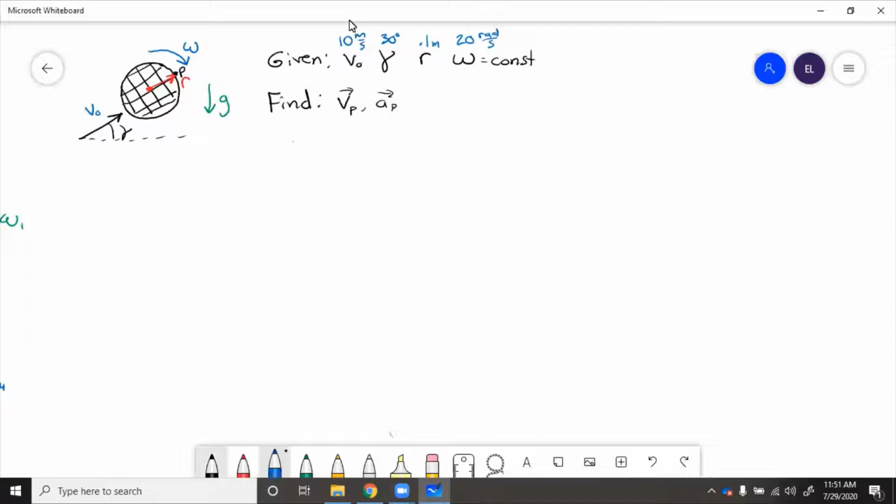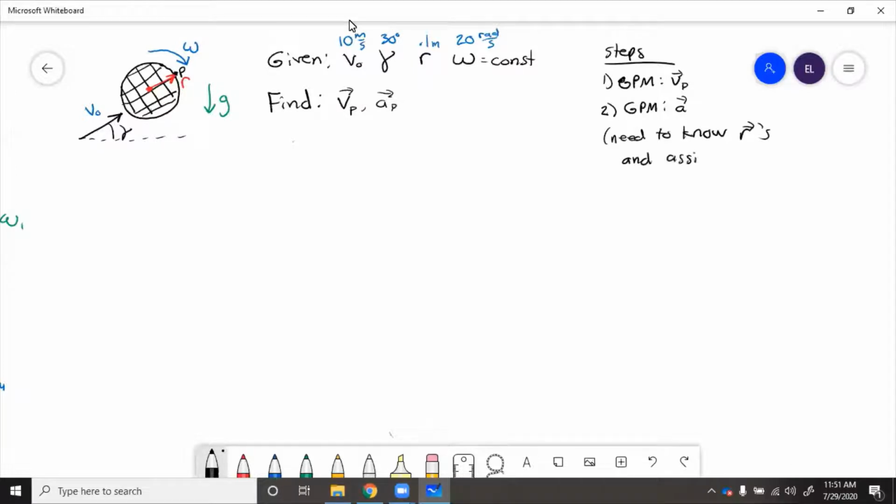All right, so steps for this. First step is find the general planar motion equation for velocity. And then 2, general planar motion equation for acceleration. For these, we'll need to know the r vectors and assign in between points.